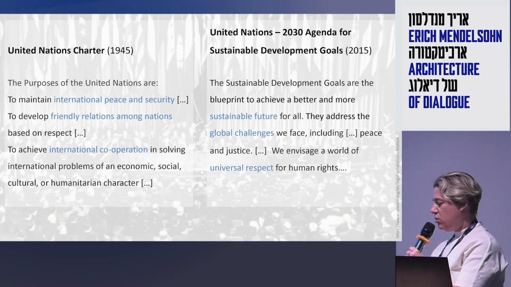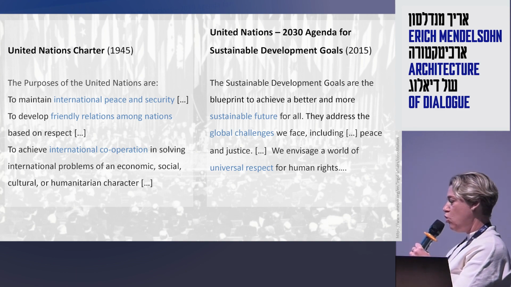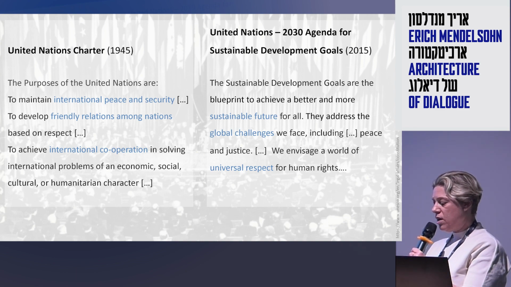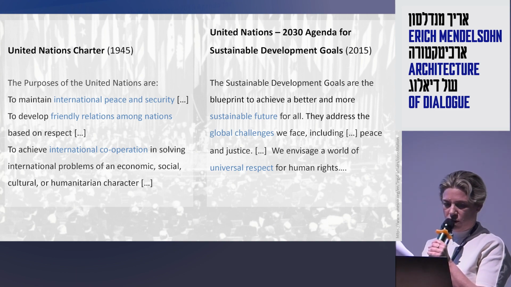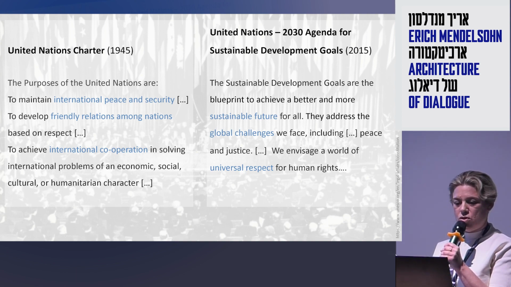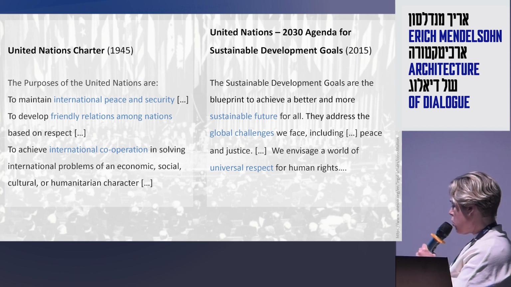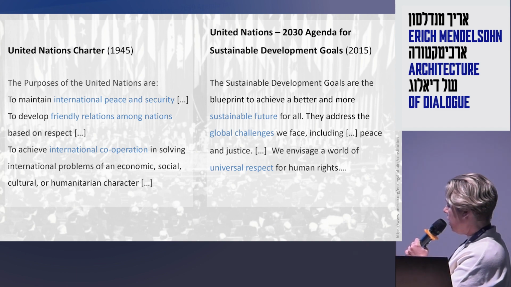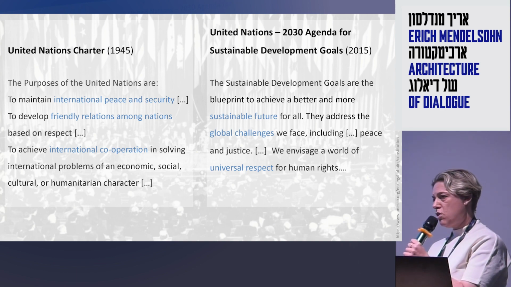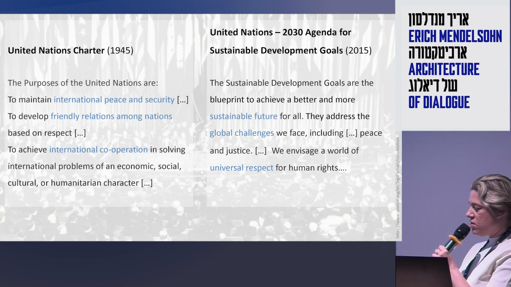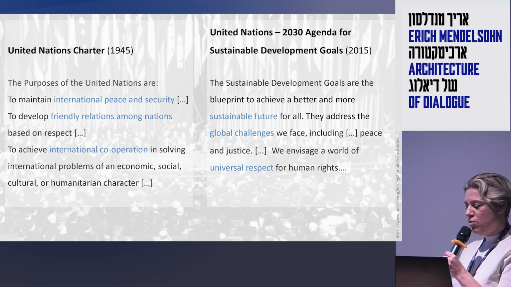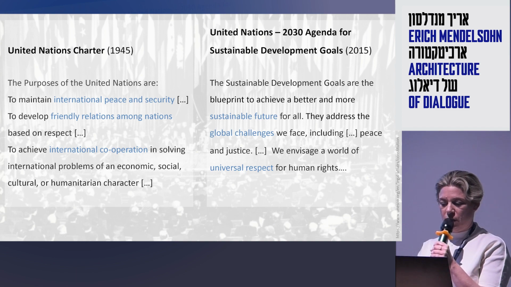As mentioned, these properties are perceived as tools to promote international cooperation aspirations in accordance with United Nations objectives. These objectives appear in the 1945 Inauguration Charter, stating that the purposes of the United Nations are to maintain international peace and security, to develop friendly relations among nations, and to achieve international cooperation. The same objectives continue to inspire the recent 2030 Agenda for Sustainable Development Goals, which defines itself as the blueprint to achieve a better and more sustainable future for all, addressing global challenges and promoting universal respect.